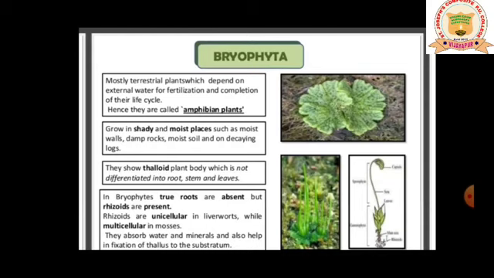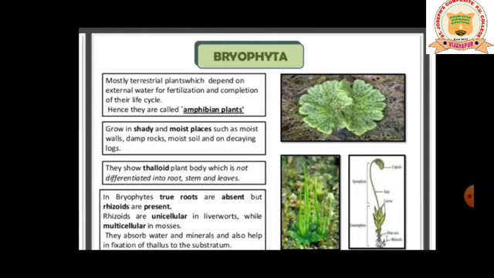In Bryophyta, true roots are absent but rhizoids are present. Again, 1 mark question. What are rhizoids? Now, the answer for this question is rhizoids are unicellular root-like structure present in bryophytes. So, what are rhizoids, my dear students? Rhizoids are root-like small structures present in bryophytes.